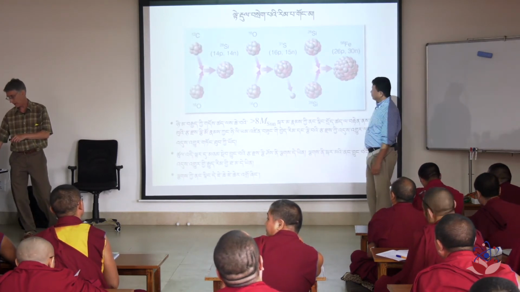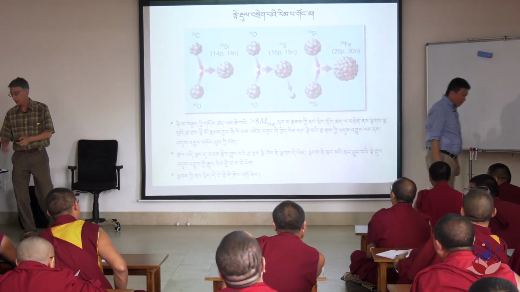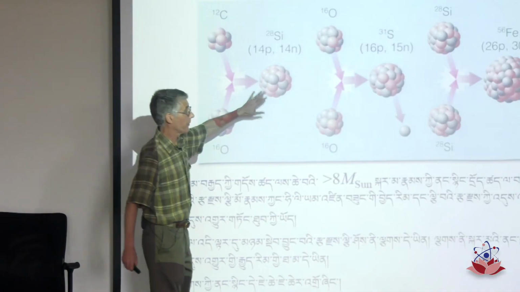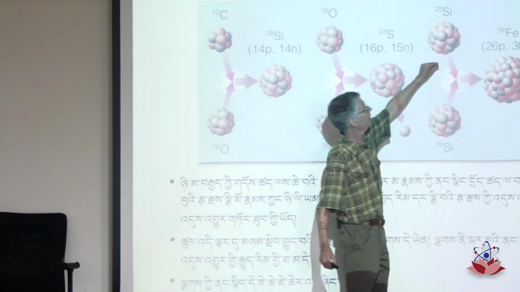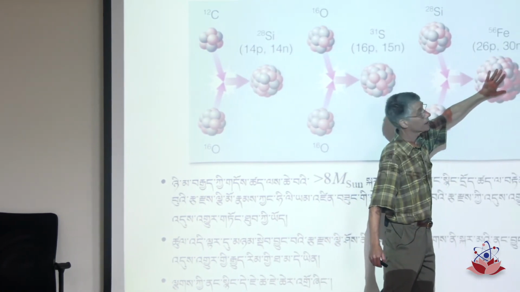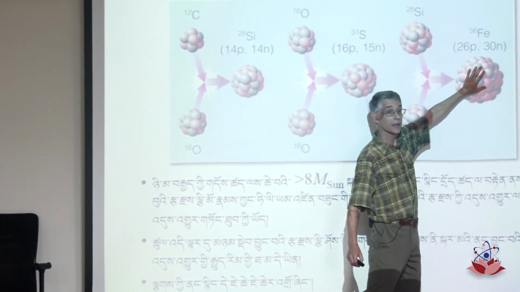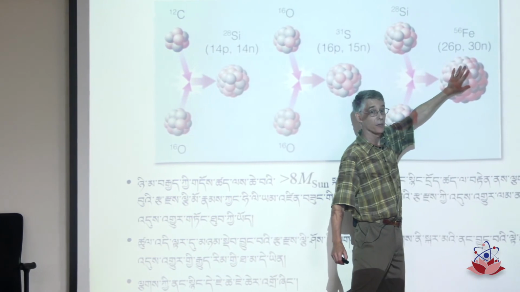Already done that. So we saw this already before. When you start building up to iron like this, this is the last element that a massive star can make in its core.